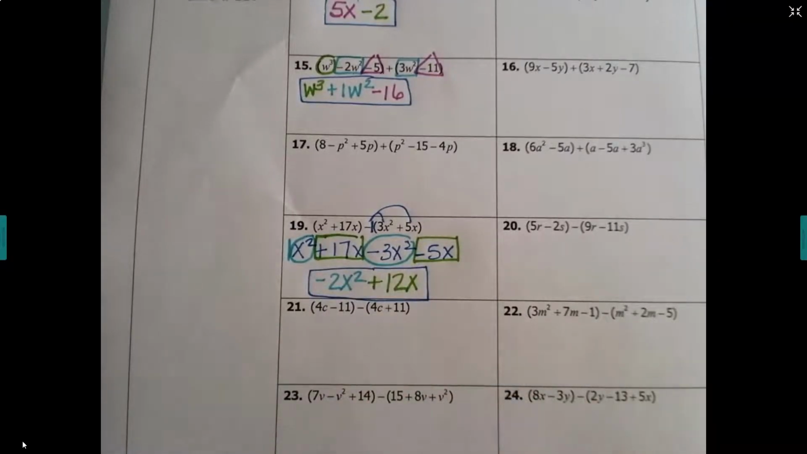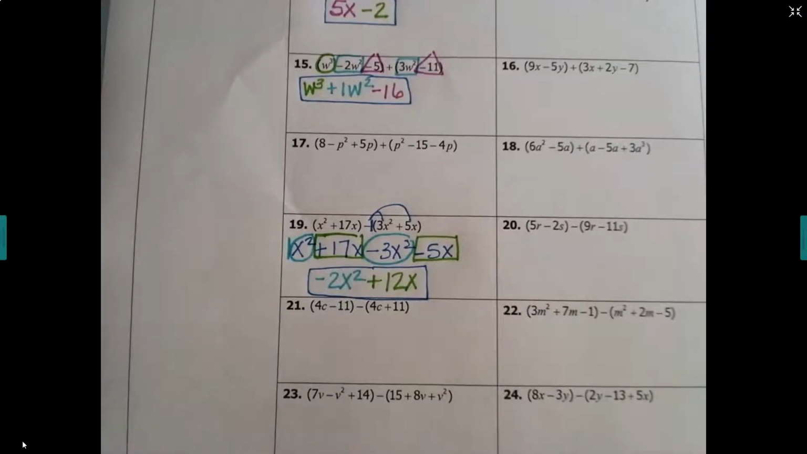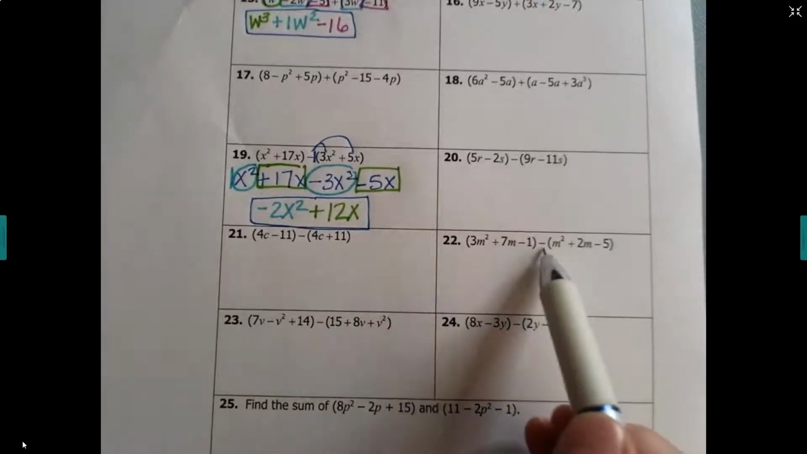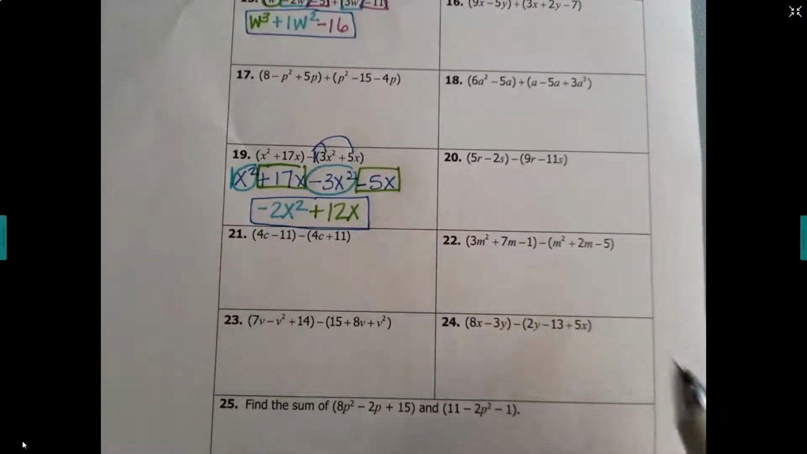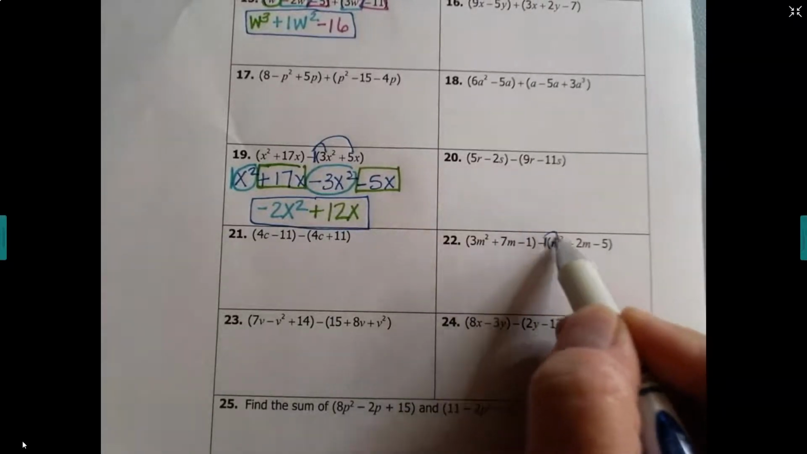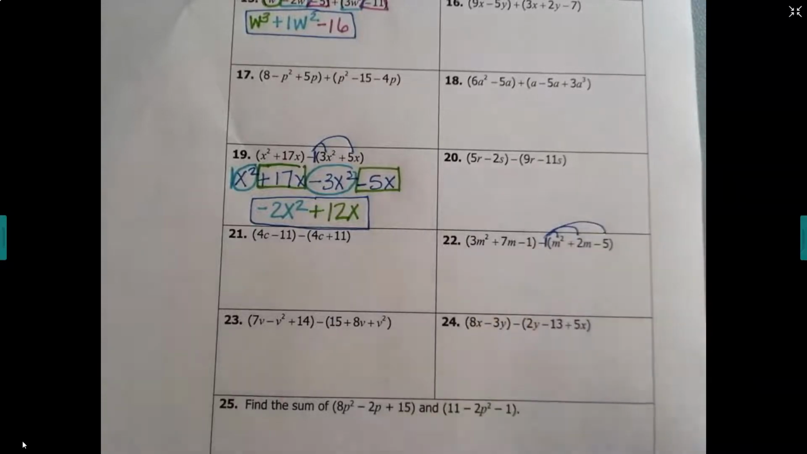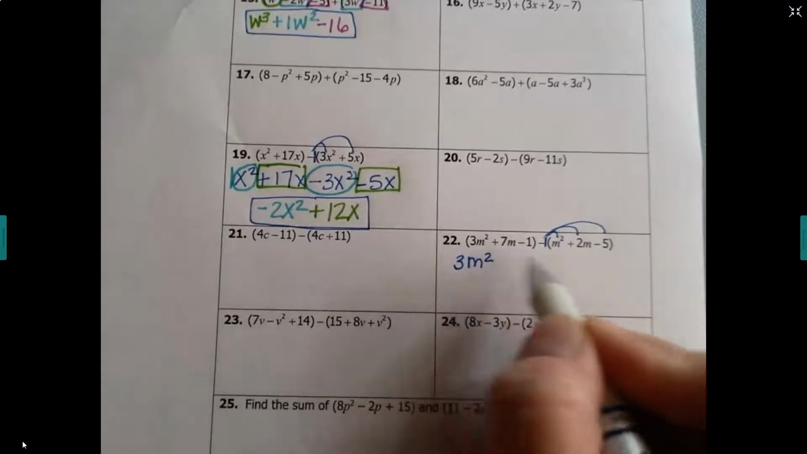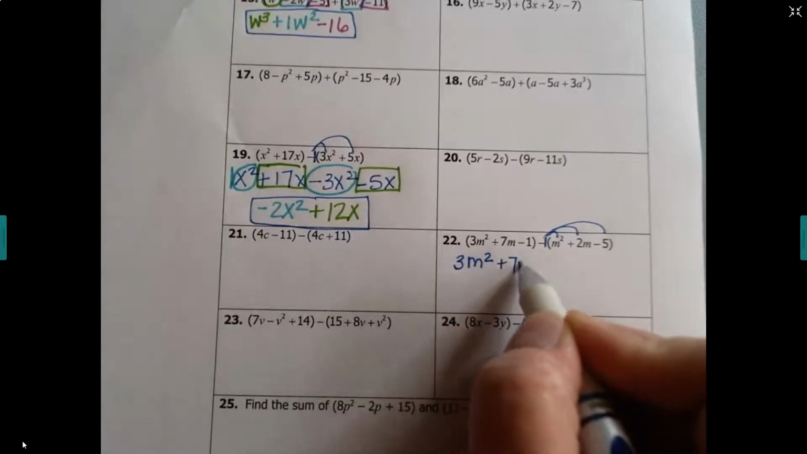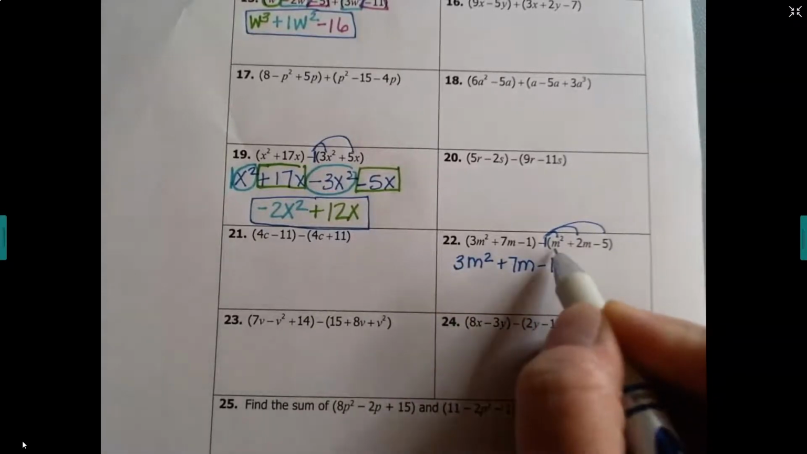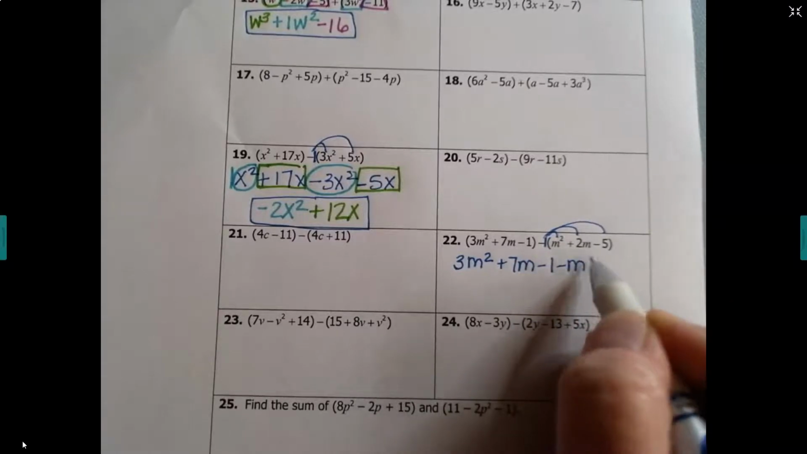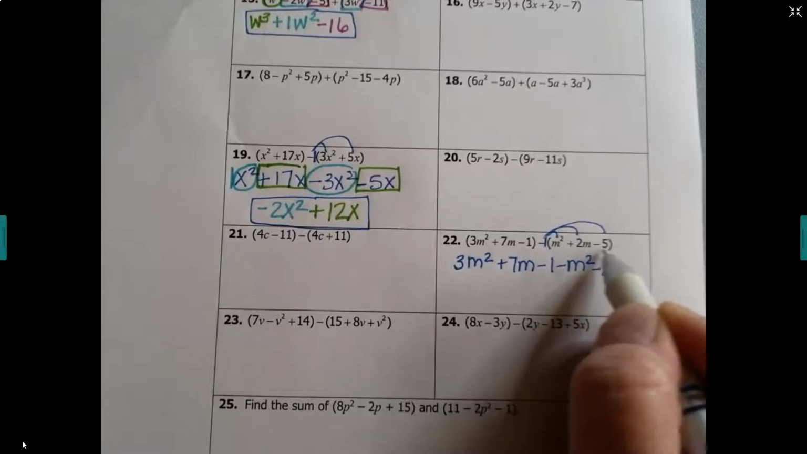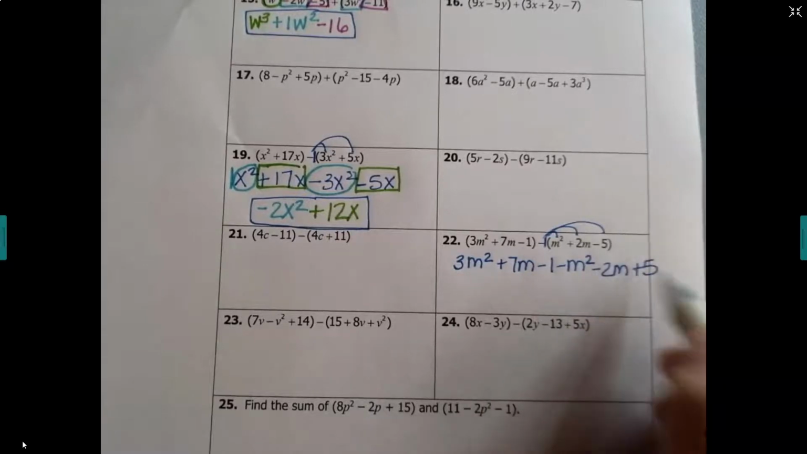Okay, let's try 22. I have a minus sign in between. That means I need to distribute the -1 to everything that comes in the parentheses after it. Nothing's happening to the first one. 3m squared plus 7m minus 1. Positive m squared becomes -m squared. Positive 2m becomes -2m. -5 becomes +5.